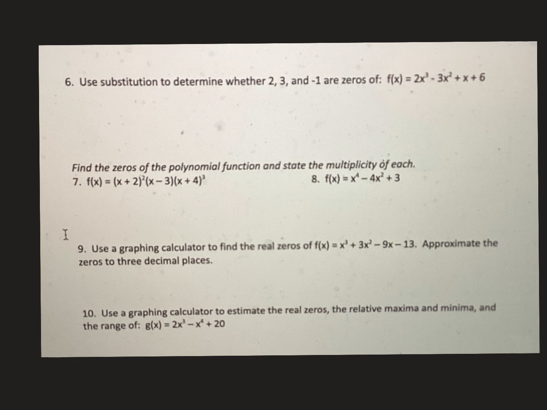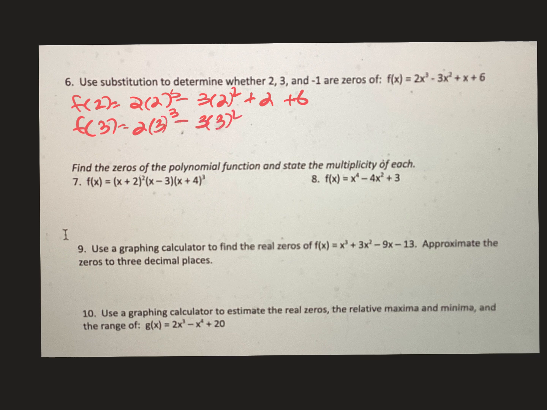Number 6, use substitution, determine whether 2, 3, negative 1 are actual zeros. So what I'm going to do is I'm going to plug in the 2 and see what happens. I'm going to get 2 times 2 cubed minus 3 times 2 squared plus 2 plus 6. I'm going to do the same thing with the 3. This one's going to take just a second. 3 squared plus 3 plus 6. And then I'm going to do the same thing with the negative 1. So make sure when you plug that negative 1 in, especially, you're using parentheses to plug that in, or even your calculator's going to give you the wrong answer. I'm going to plug those in real quick, see what we get.